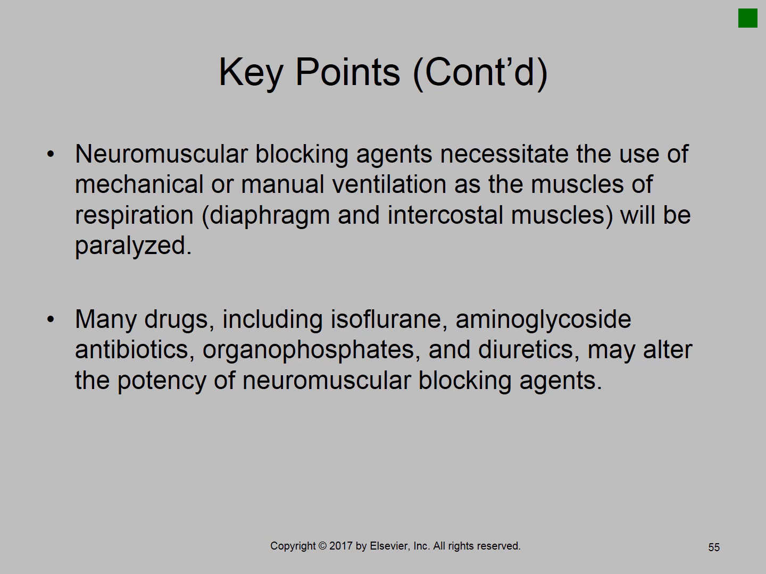Many drugs, including isoflurane, aminoglycoside antibiotics, organophosphates, and diuretics may alter the potency of neuromuscular blocking agents. So if you're using either a depolarizing or non-depolarizing agent, be very careful with whatever drugs are also on board. Okay?